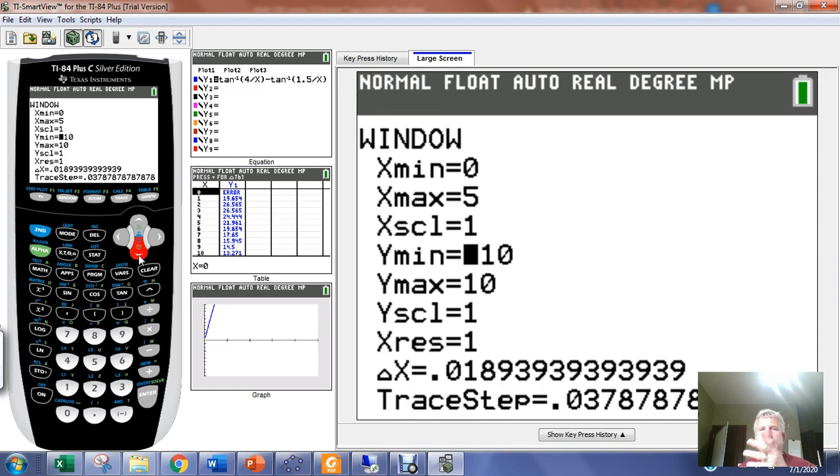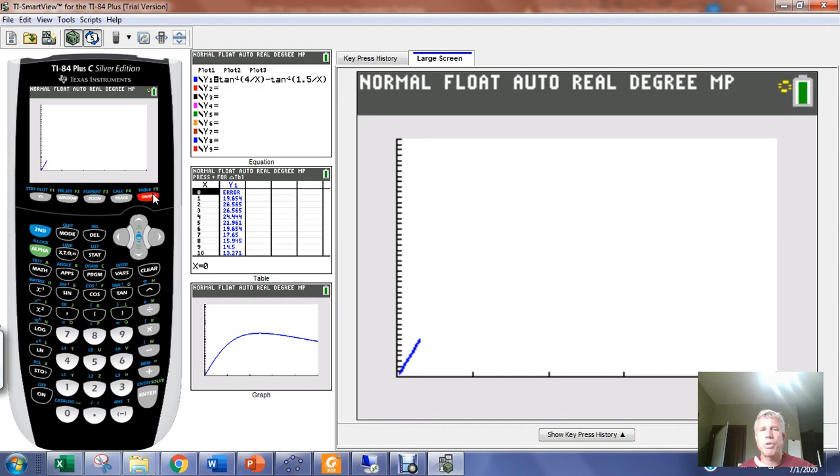Y minimum, -10 degree viewing angle doesn't make any sense. So 0 degree viewing angle means I can't even see the picture. And 45 degrees looked way bigger than what the angle was. But let's see how this graph looks. So we'll graph it. And it's looking pretty good.